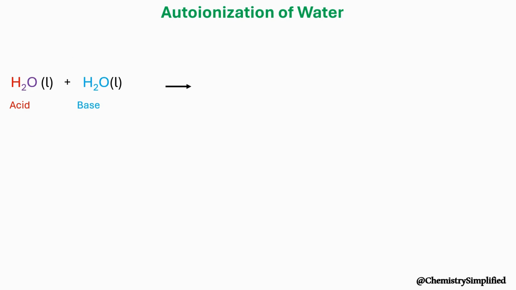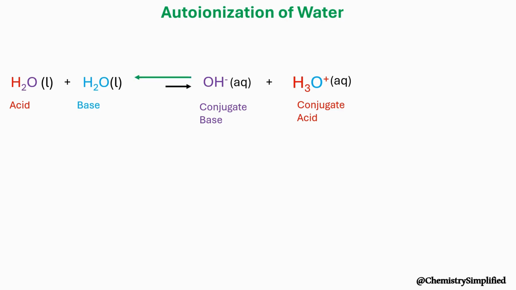And this reaction will move forward slightly, as the small arrow indicates, to produce hydroxide ion, which is the conjugate base, plus hydronium ion, which is the conjugate acid. Now, since the reverse reaction is favored, this reaction can go backward, meaning that most of the time this reaction would favor the reactant, not the product.